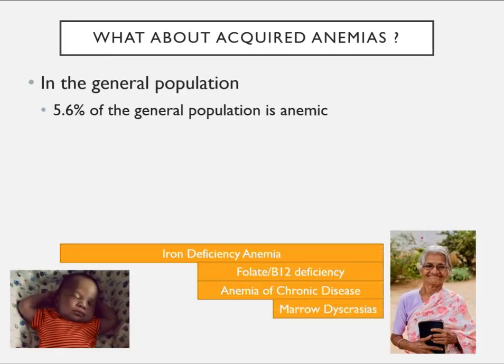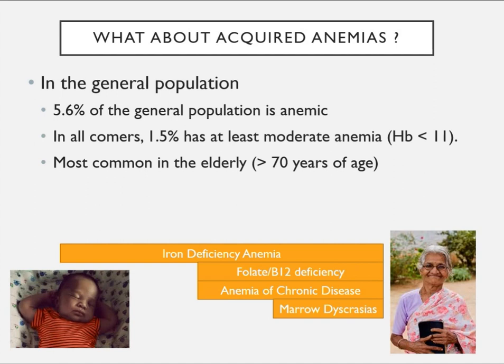I want to turn real quickly to what about acquired anemias? And they're really common. So 5% of the population is anemic. There are multiple causes: iron deficiency, folate deficiency, anemia of chronic disease, and bone marrow failures. But I'm most interested in people who have moderate to severe anemia, which is a hemoglobin less than 11.